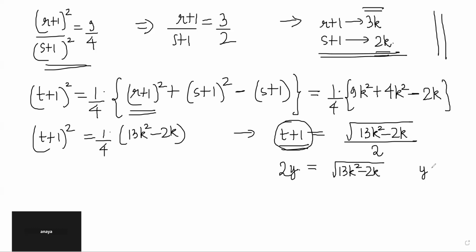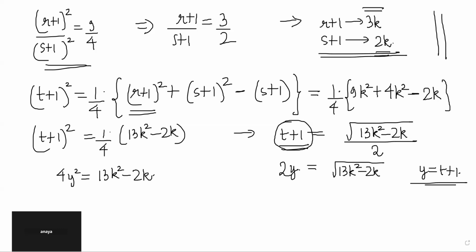What are we calling y? y is t plus 1 for now. So we are getting 4y square is equal to 13k square minus 2k, right? What can we do with that?